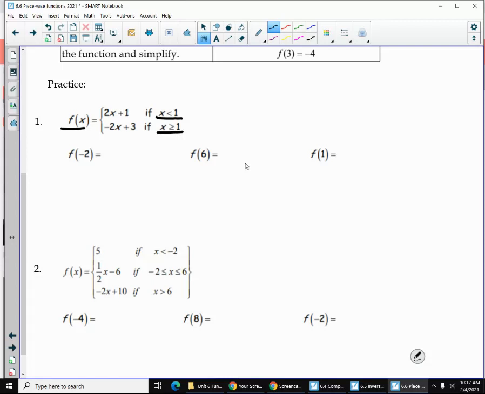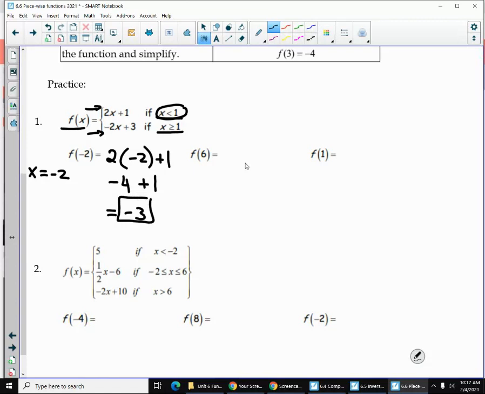Example number 1, I have f of negative 2. So this means x is -2. Look at the two functions. Should I use the function on top, the first one, or the bottom one? The answer is I am going to use the one on top because this function is used when x is less than 1. So f of -2 would be 2 times -2 plus 1, which is -4 plus 1, which is equal to -3.